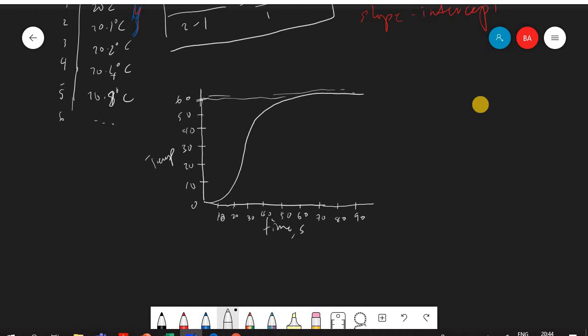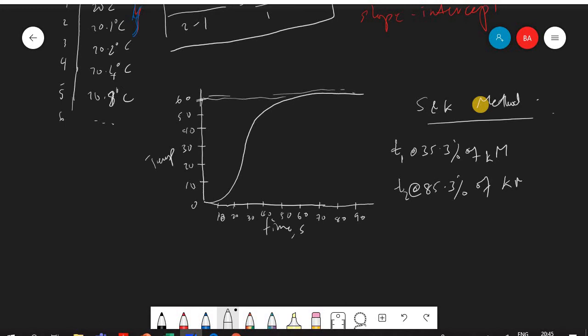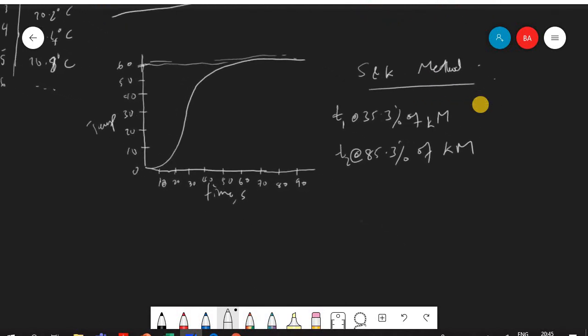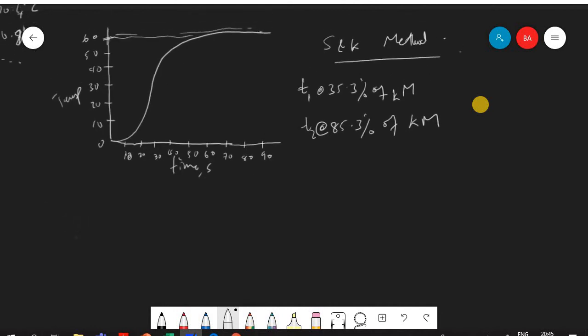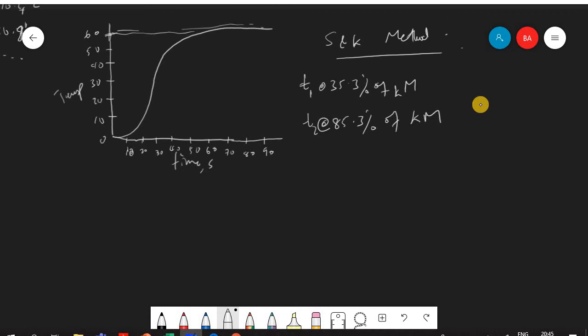So applying the SNK method, we need to find T1 and T2. T1 is at 35.3% of Km. T2 is at 85.3% of Km. I'll tell you how to calculate it, and I'll tell you what is the common mistake that happens in the exam. So what is T1? T1 is 35.3% of Km.